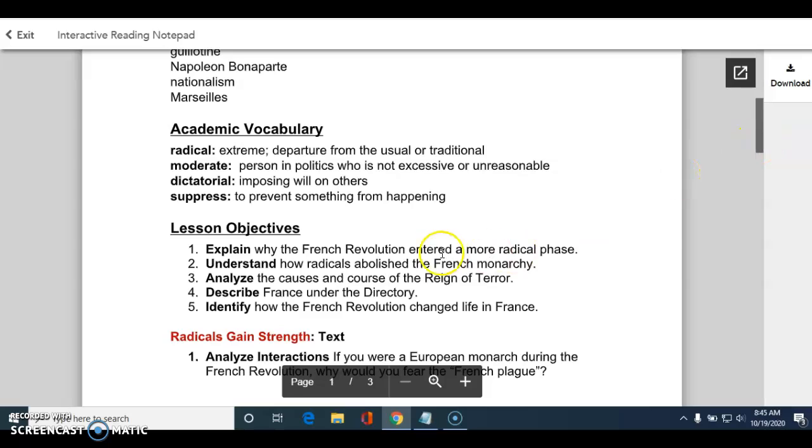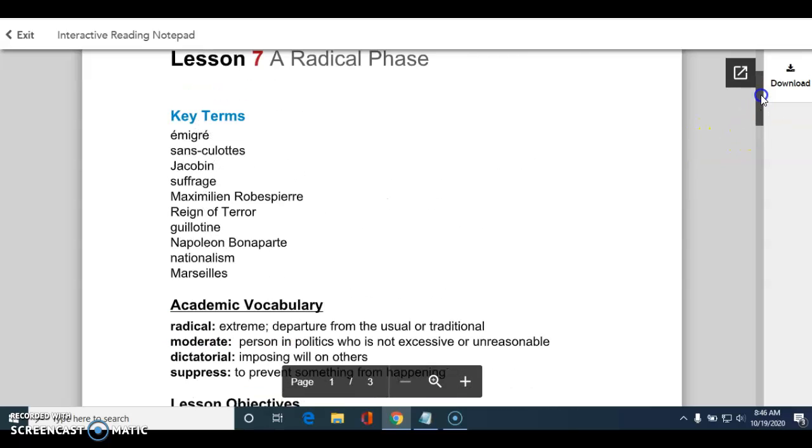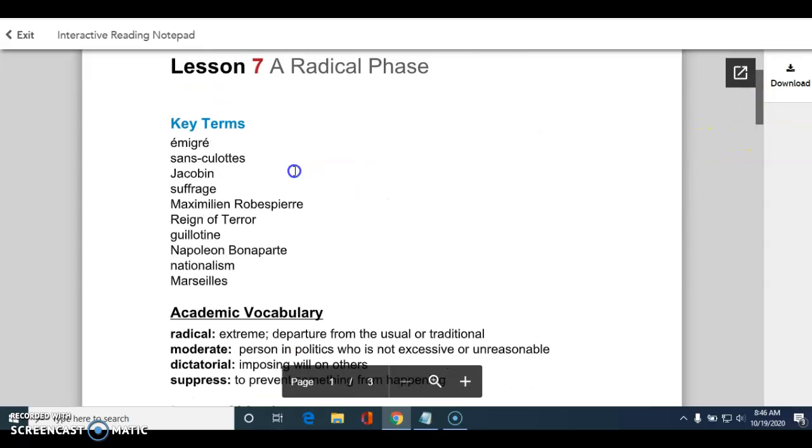What we want to do for the week is we want to see why the French Revolution became more radical, understand how radicals abolished the monarchy, analyze the reign of terror, describe life in France under the Directory, and identify how the French Revolution changed life in France. So just review this today, and you can get your vocabulary started. I would open up a Google document, and you'll be submitting it on Thursday. This is due on Thursday.